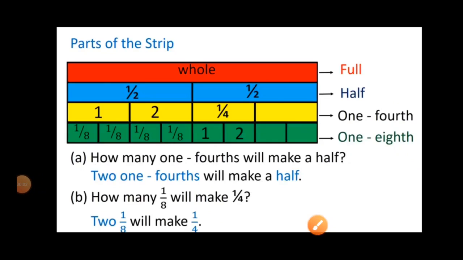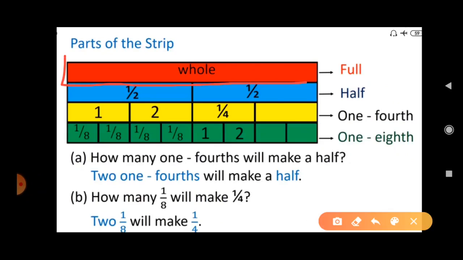Parts of the strip. Here we can see that this red color is a full strip. Now I am dividing it in two equal parts. So one part will become 1 upon 2. Further, I am dividing it in four equal parts. So one part will become 1 upon 4. Same way, I am dividing it in 8 equal parts. So one part will become 1 upon 8.